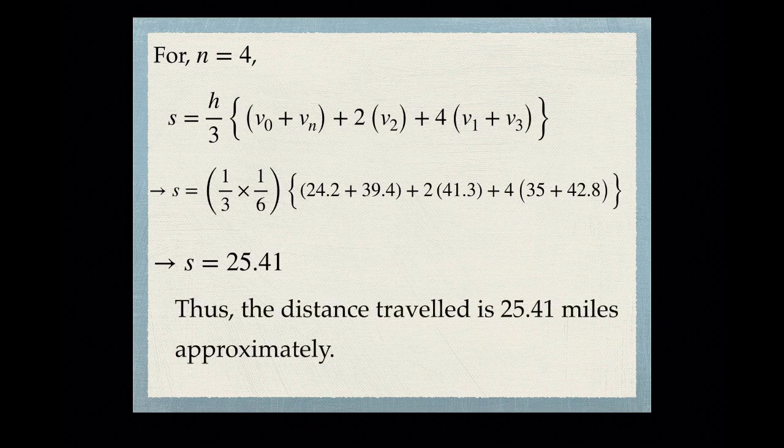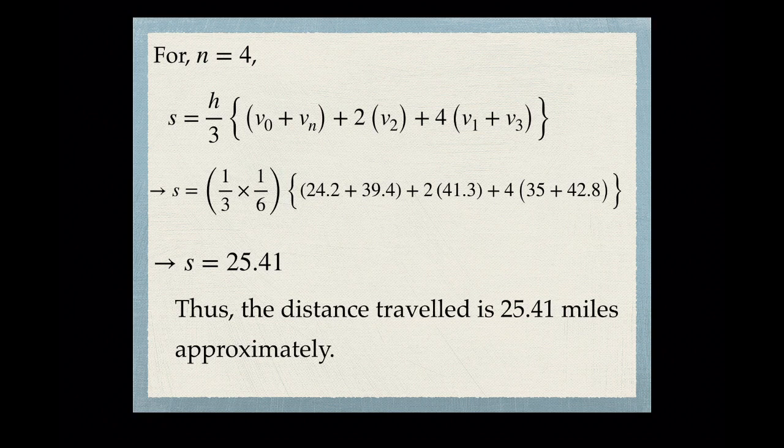Thus the distance traveled is 25.41 miles approximately. This is important because in our problem they have given velocity in terms of miles per hour, so the final value of distance will be in miles. Getting it? This is one of the, I would say, application problems of Simpson's 1/3 rule.